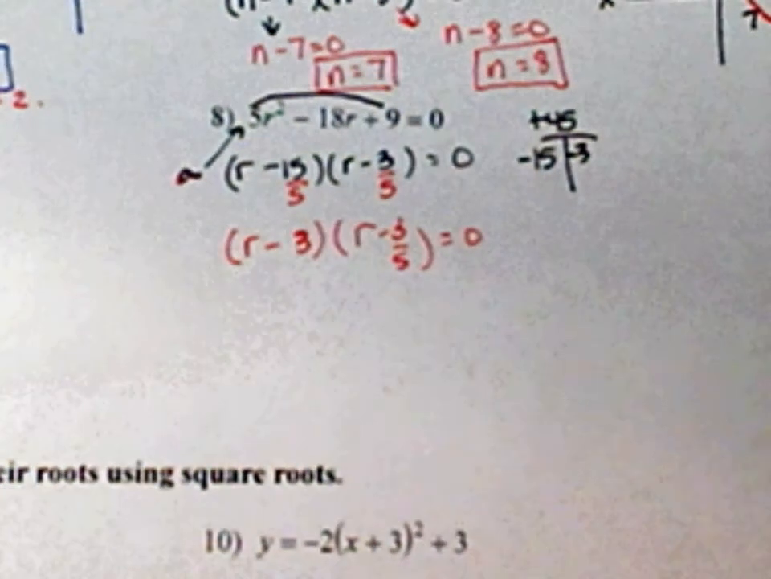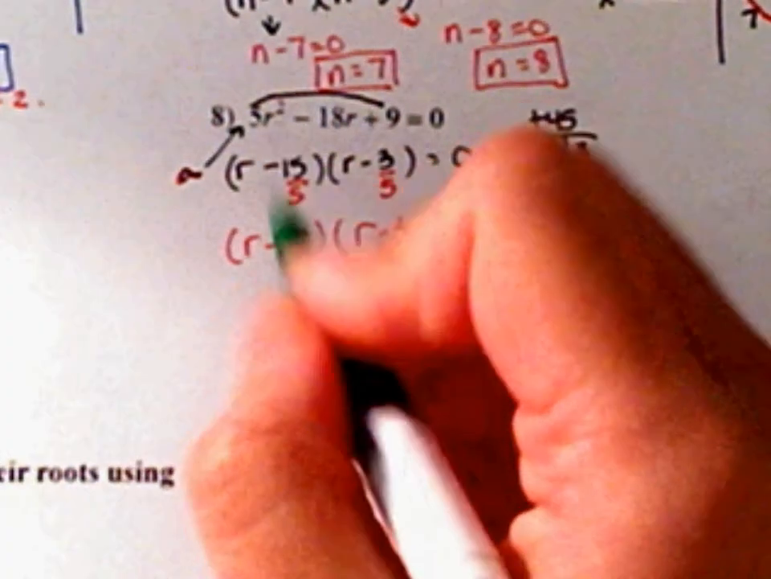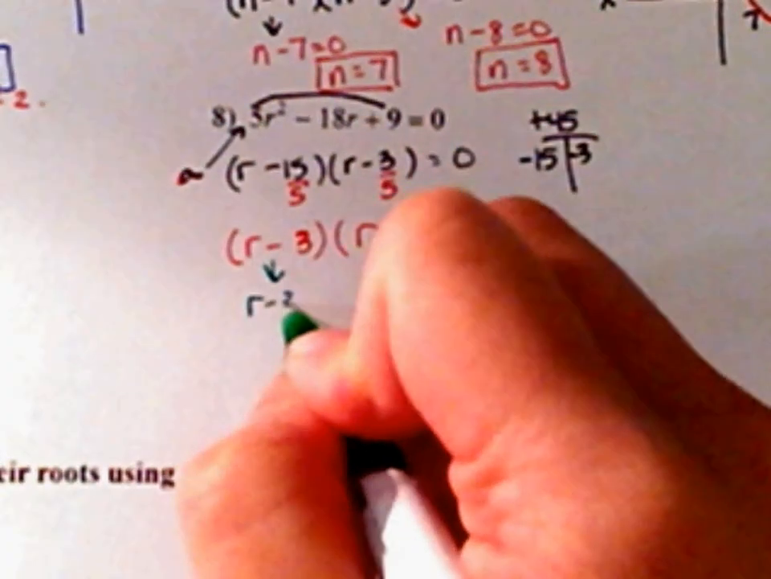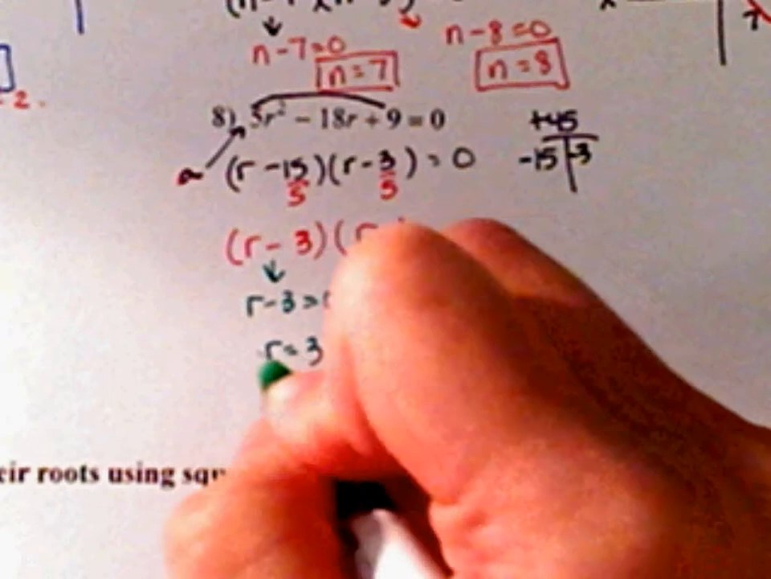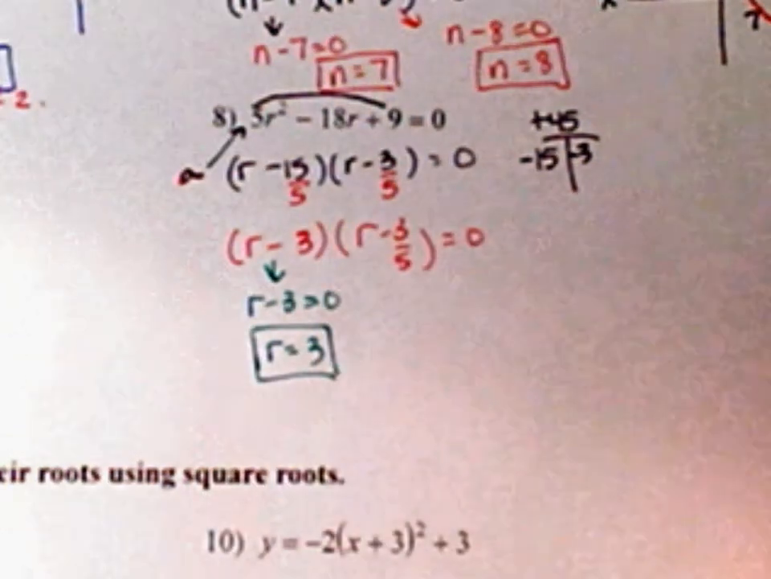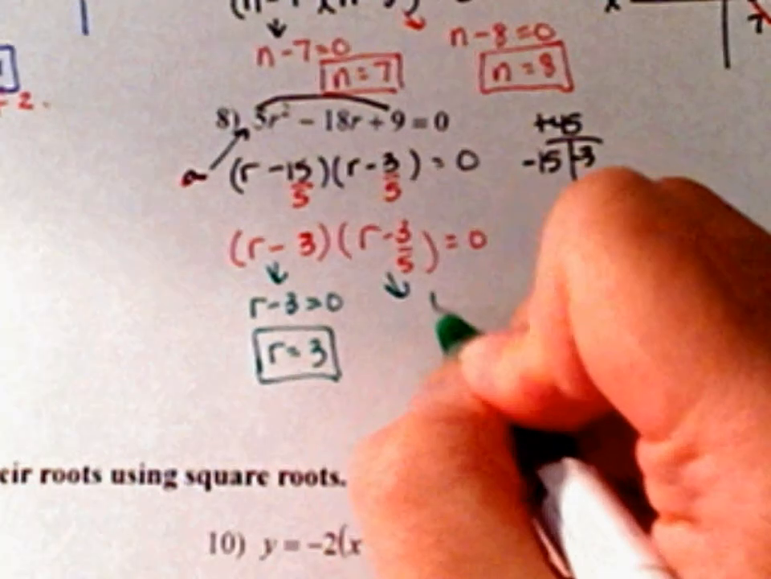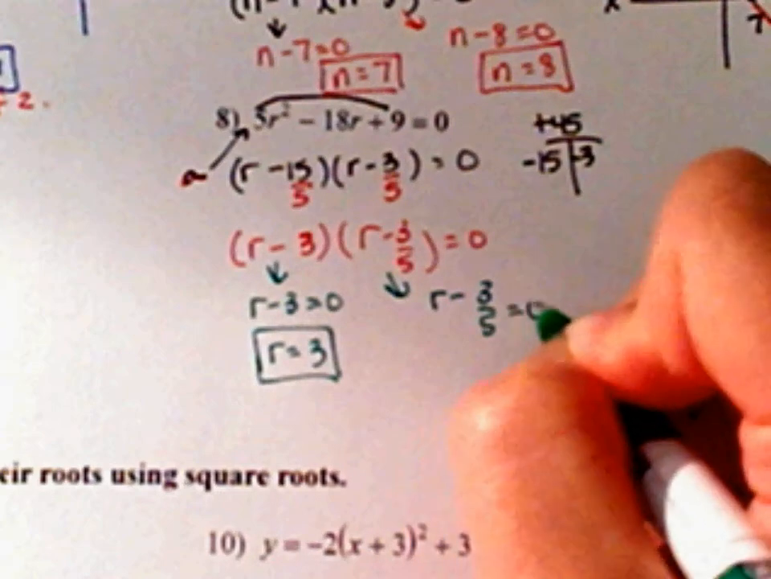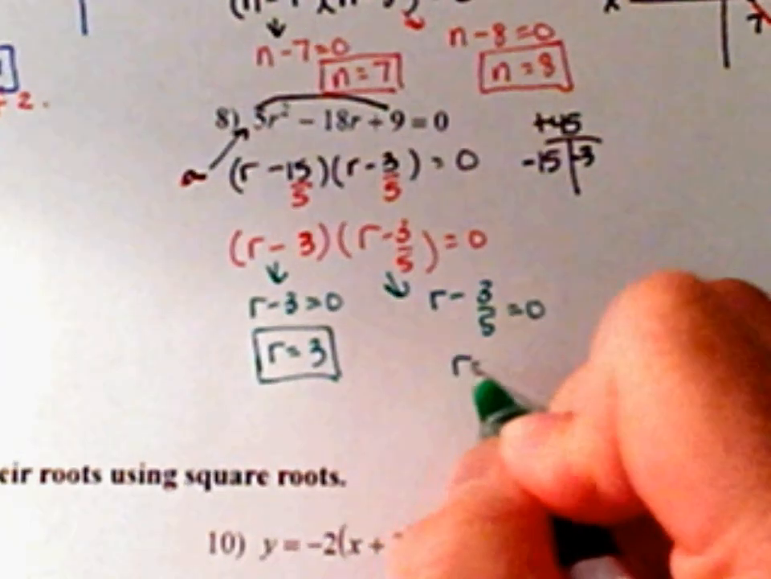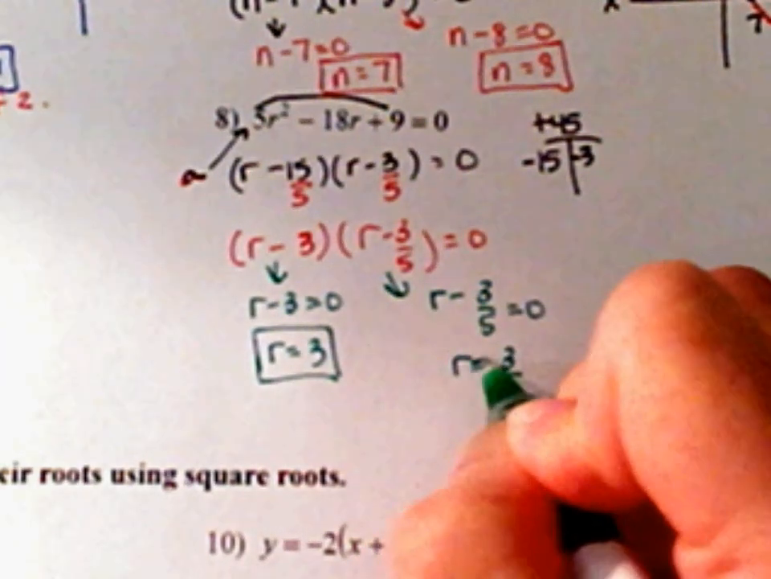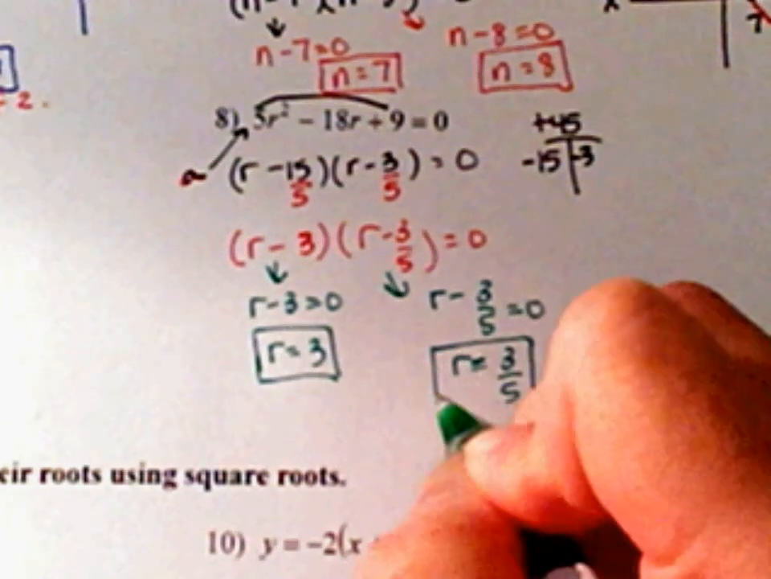All right, set each one equal to 0. r is equal to 3. Set this one equal to 0. Add 3/5 to both sides, so r is equal to 3 over 5. And there you have it by factoring.